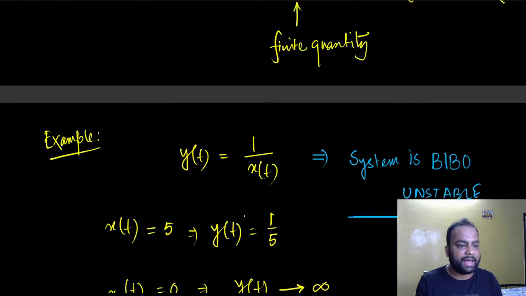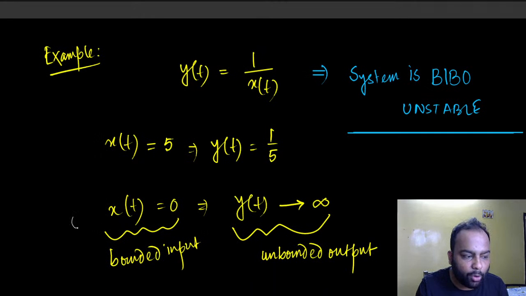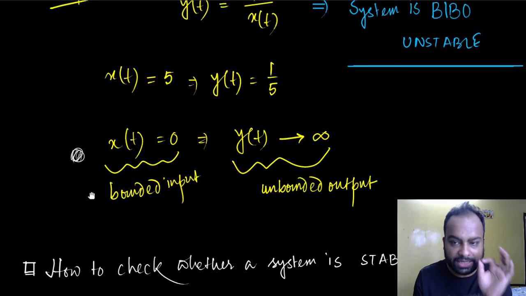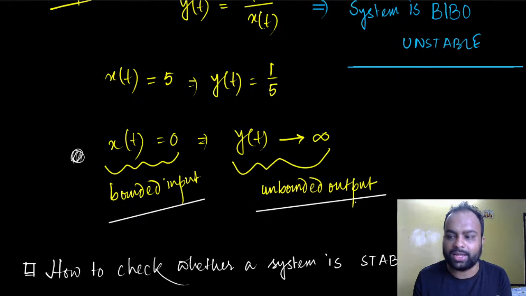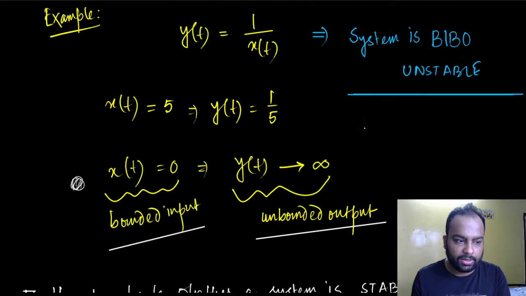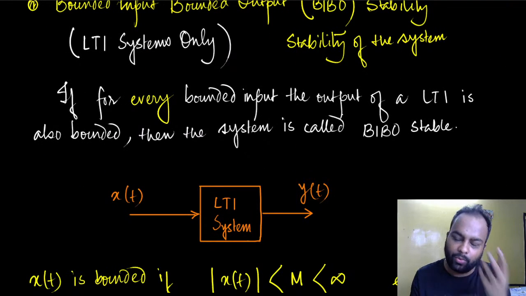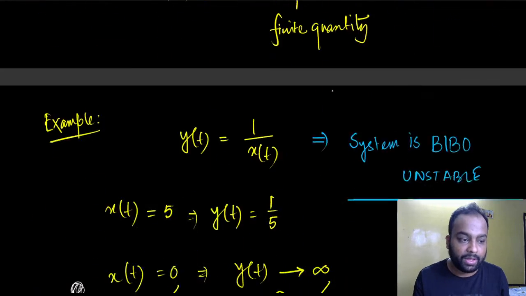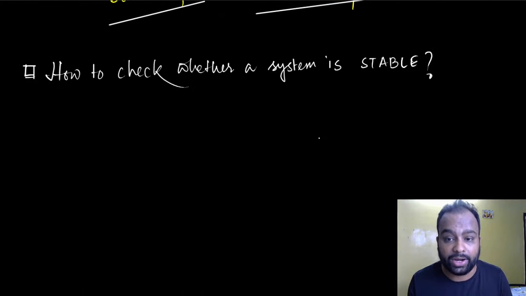Just as in this example, we just figured out a single possible input, a single example for which the input was bounded but the output was unbounded, and we called the system unstable. That is something we can do, right? So even if this condition is violated just for a single signal, we would say that the system is unstable. But in order to prove stability, we have to check with every possible bounded input.